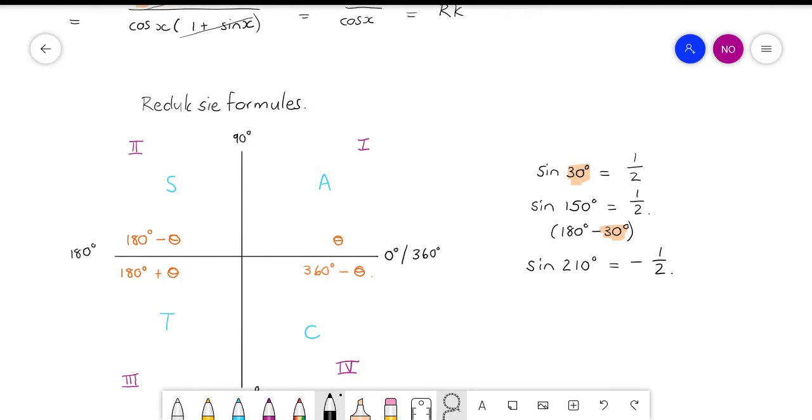How can I write 210 in terms of 180 plus something? Remember, we are in the third quadrant, right? 180 degrees plus... the plot thickens.